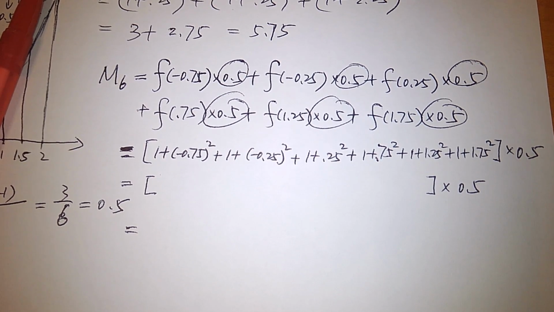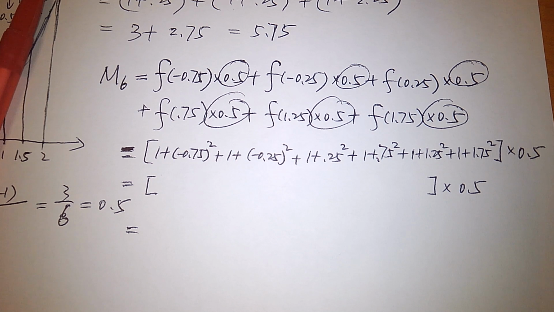Anybody has an answer? Grant, what do you got? I got 95 over 32, but I did it in a slightly different way.